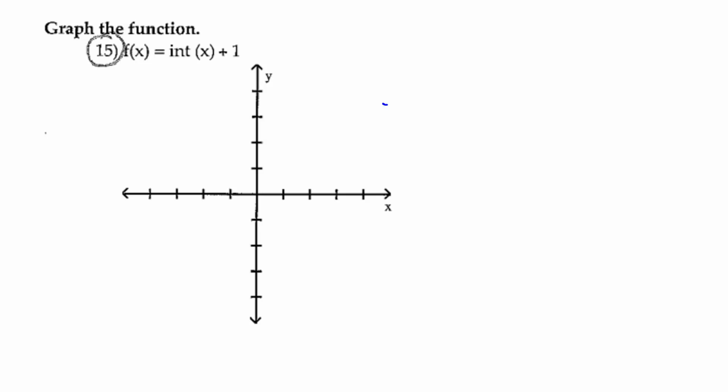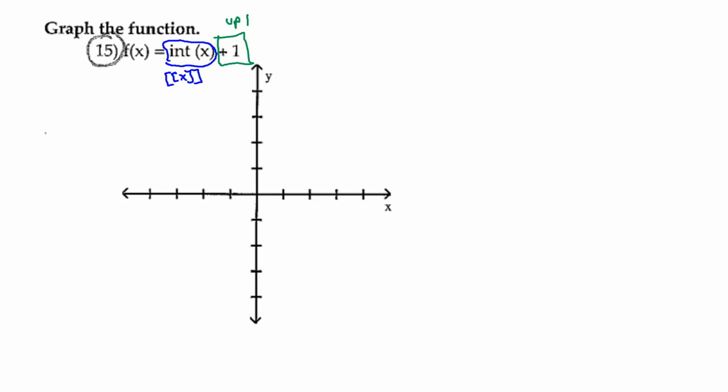To graph this function, what we need to do is to potentially think about the parent function. The parent function here is this function, and what we're doing to it is adding 1. When we're adding 1, we're taking the parent function and moving everything up 1. So what exactly does this parent function look like? First of all, this int x sometimes is written this way, and to put it simply, it just says round whatever you have in there down.